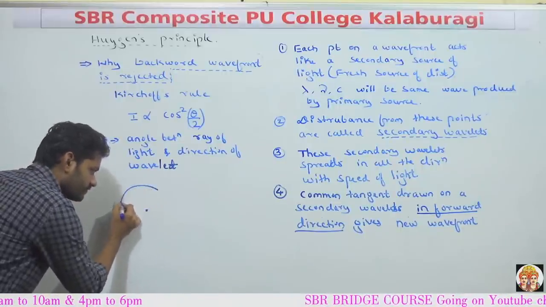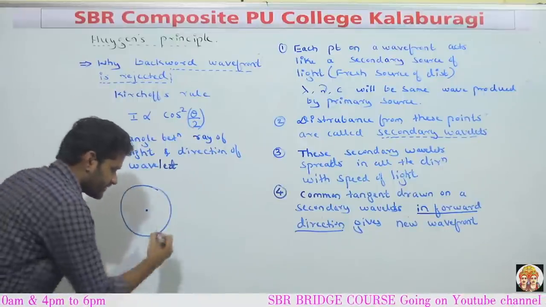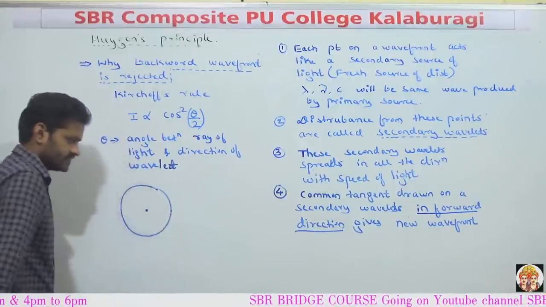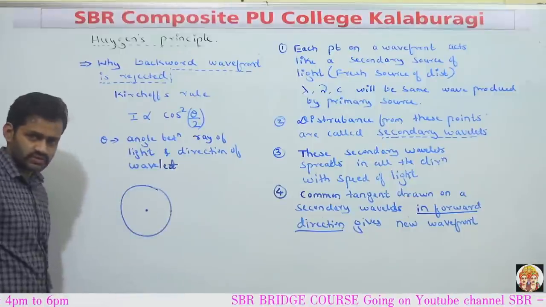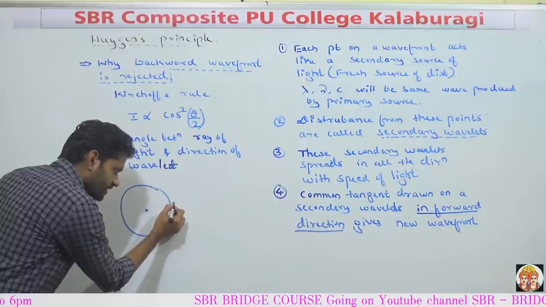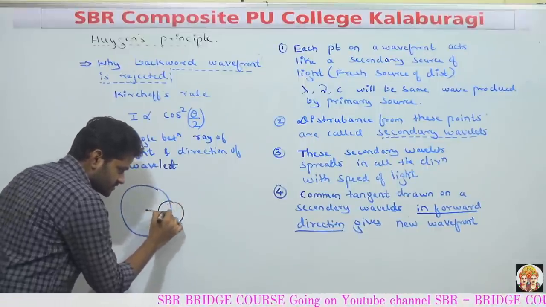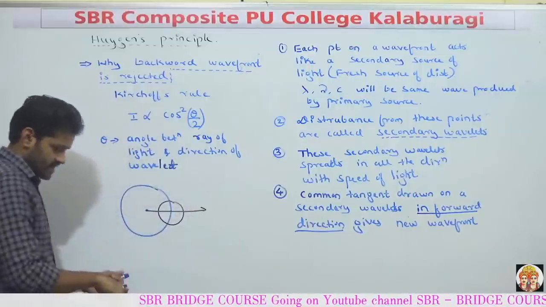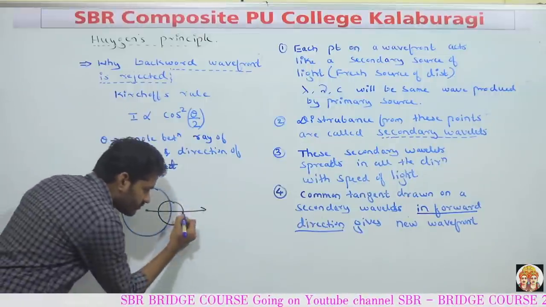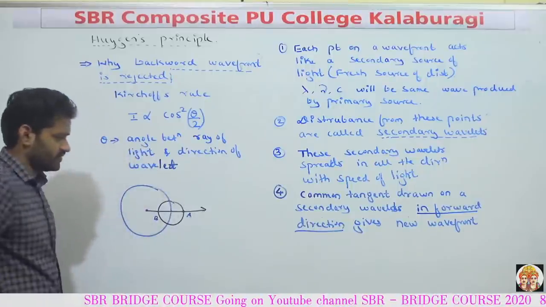This one is the source of light, and here the first wavefront is formed. On this wavefront I will mark one point. This will act as a secondary source, and around the secondary source we can draw some wavelets. And this one is what? The ray of light. I will take two points, point A and point B.